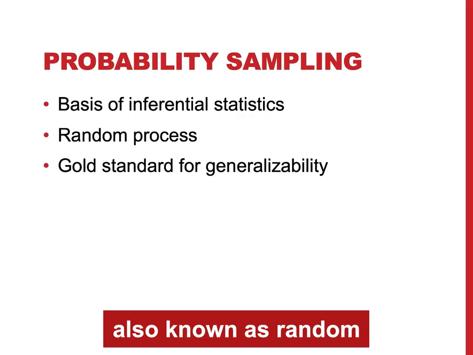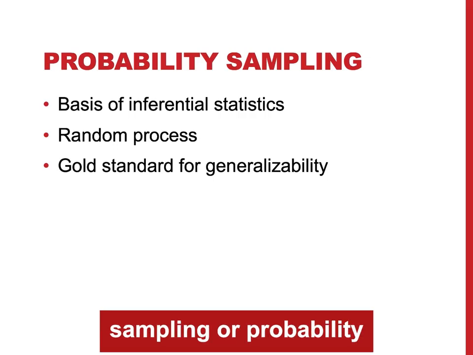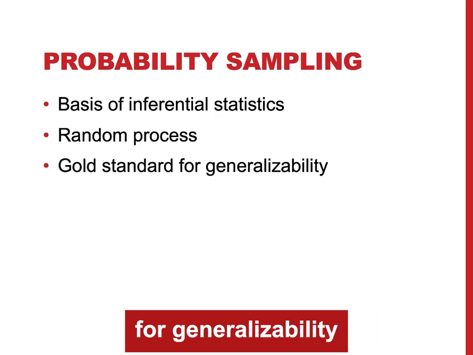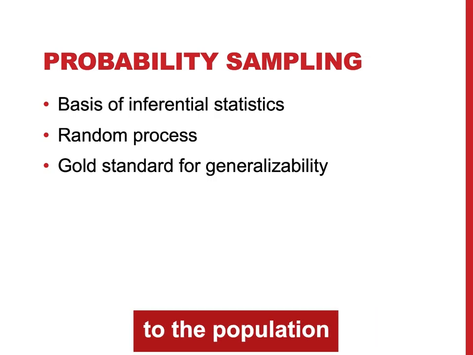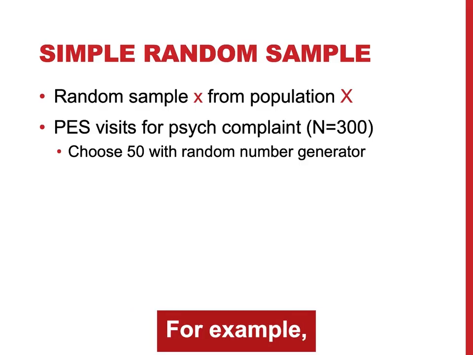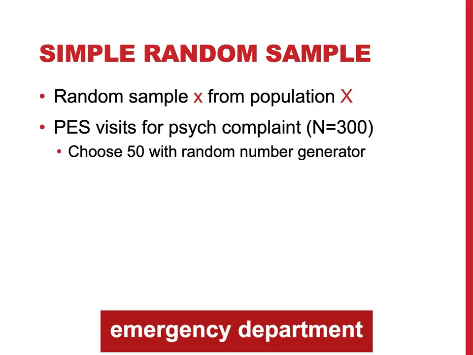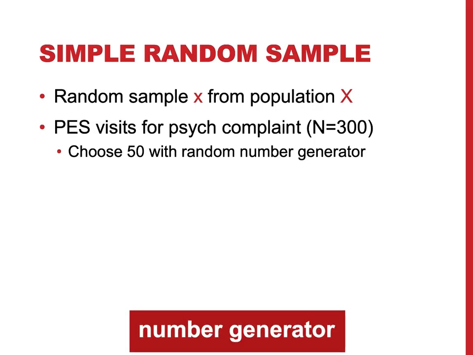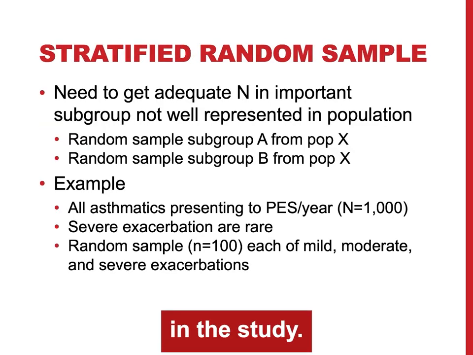Probabilistic sampling, also known as random sampling or probability sampling, is based on the concept of randomization and is the gold standard for generalizability of the sample to the population of interest. A simple random sample obtains a subset of the population. For example, of a population of 300 pediatric asthma visits to the emergency department in a year, 50 are chosen with a random number generator for inclusion in the study.